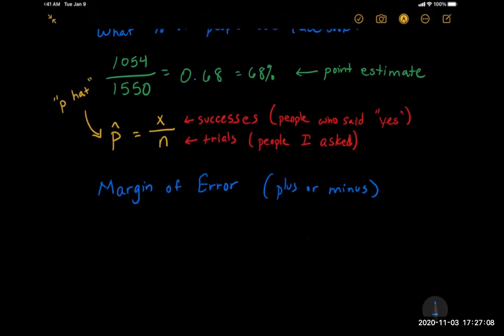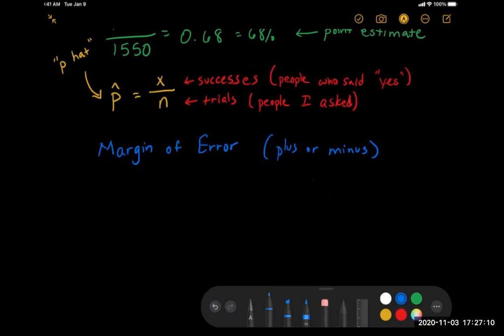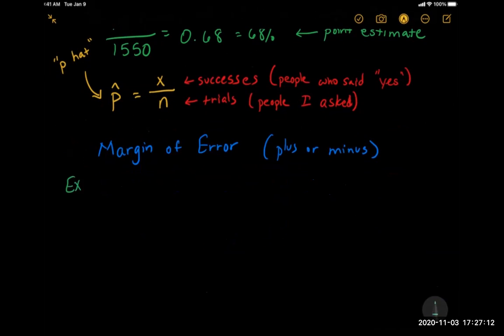So let's say, just for example, I'm going to make up a number here. For example, let's say my margin of error is, let's say 3%. Say 3% of my margin of error. What I would do is I would take that 68% point estimate and I would subtract 3% from it.